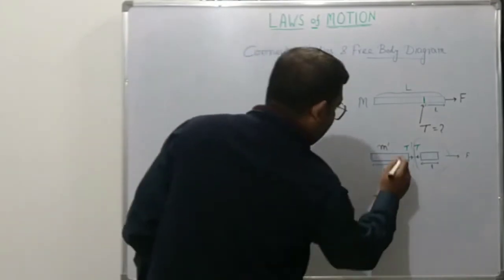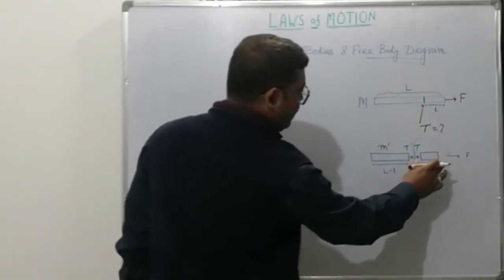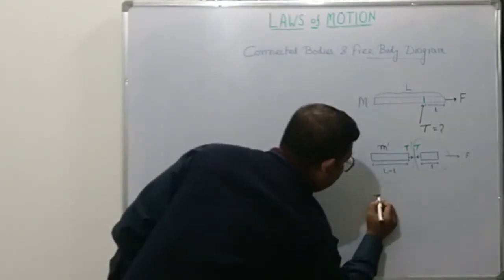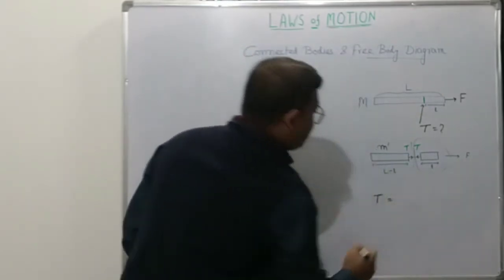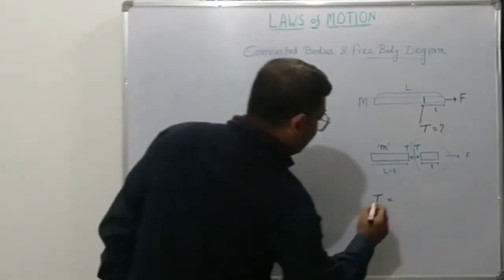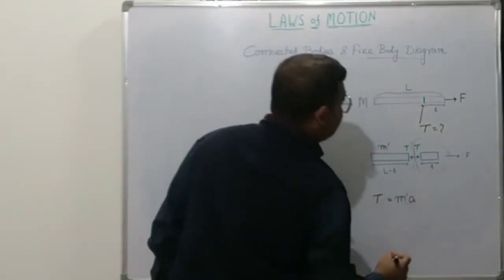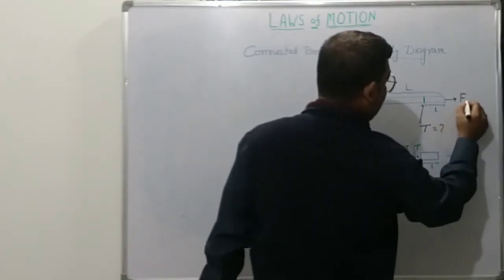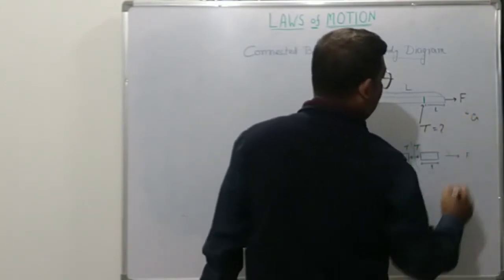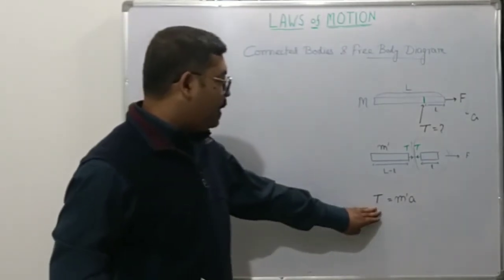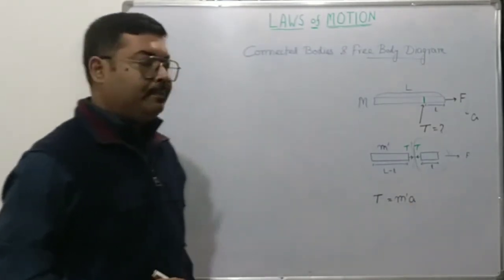So if I consider the left hand side, because there are two forces on the right hand part and the left hand part there is only one force, it becomes easier for us. The equation of motion of the left hand part will be, since m dash is the mass, m dash into A. What is A? A is the acceleration produced by this force on the rod. So our problem will be solved if we can find m dash and A.